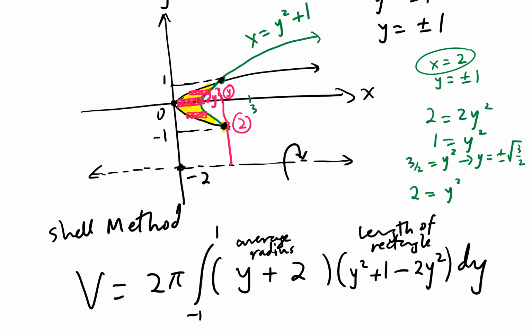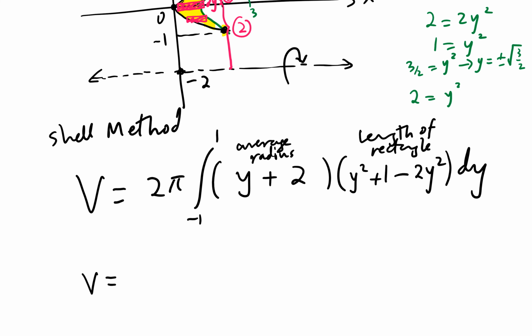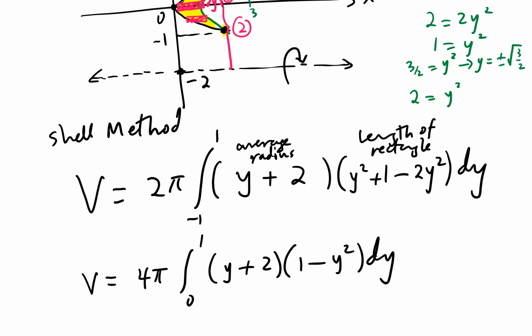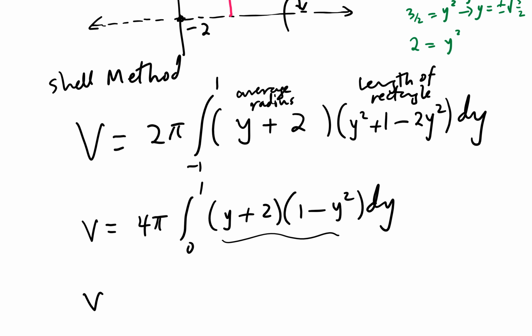Notice how the region is symmetric about the y-axis. So when you evaluate things out, you can make it 4 pi from 0 to 1, (y plus 2)(1 minus y squared) dy. So you double it and go from 0 to 1 instead of negative 1 to 1 by symmetry. Then you multiply all of this, distribute and integrate and do the work. And I remember, I think the answer was 16 pi over 3.